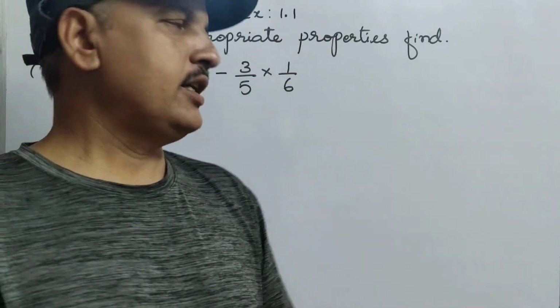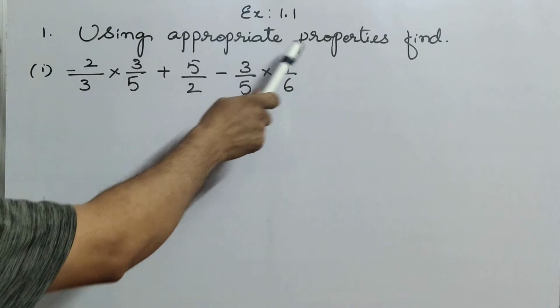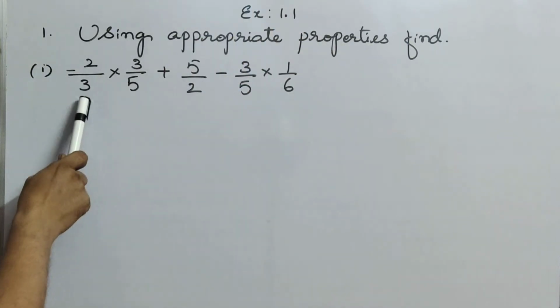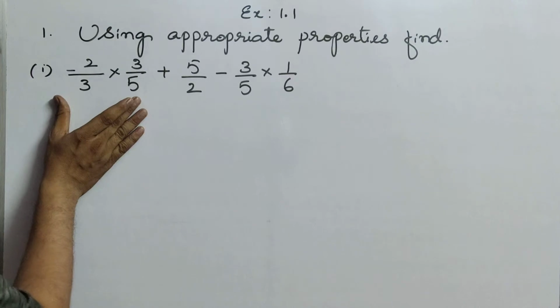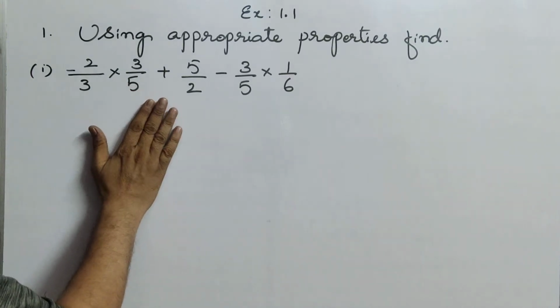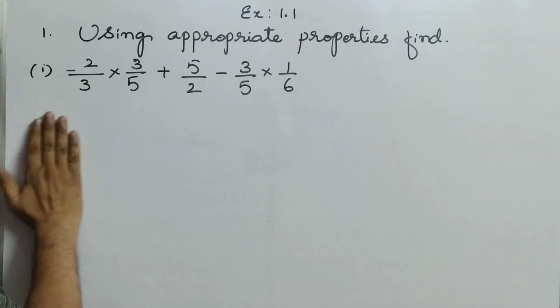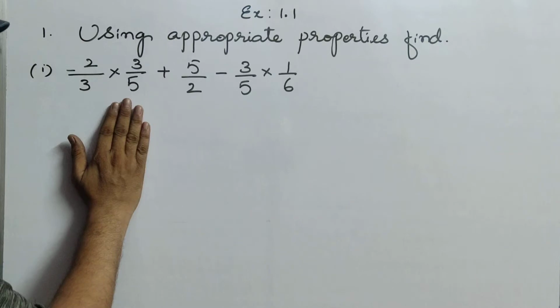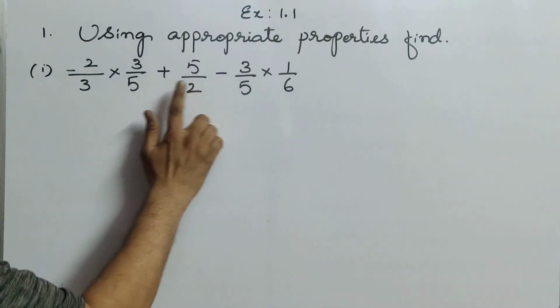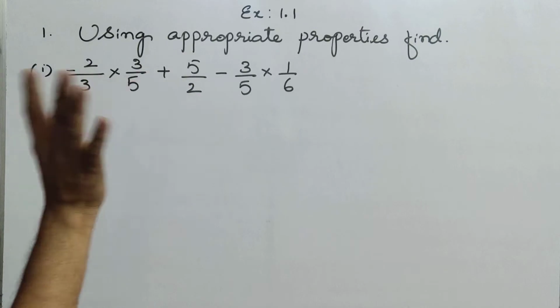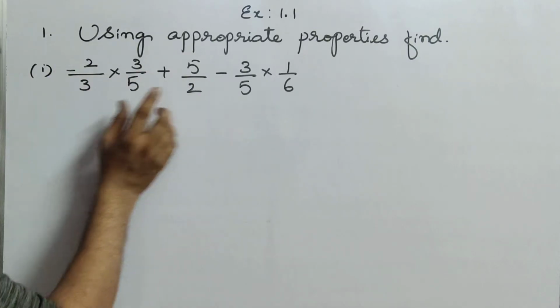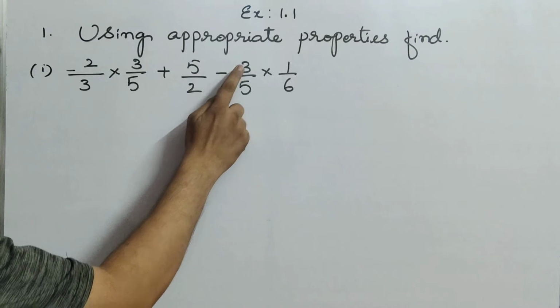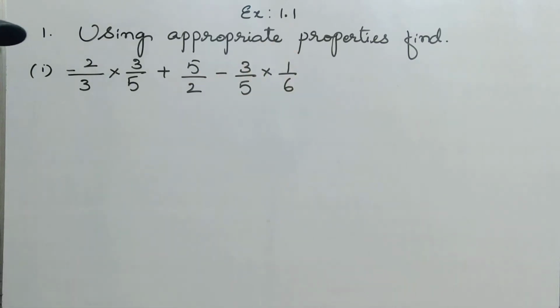Now see here. Using appropriate properties, find minus 2 by 3 into 3 by 5, plus 5 by 2, minus 3 by 5 into 1 by 6. Here plus and minus will tell you the separation of the terms. Minus 2 by 3 into 3 by 5 is one term. Plus 5 by 2 is another term. Minus 3 by 5 into 1 by 6 is completely one term. That means plus and minus separate the terms. The terms and everything you will learn in the next class.